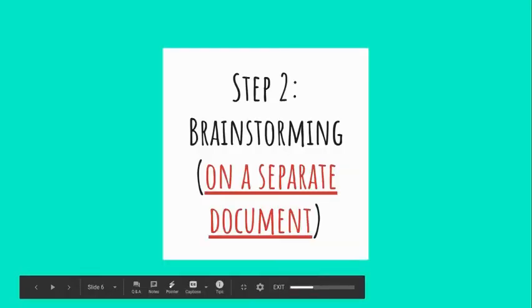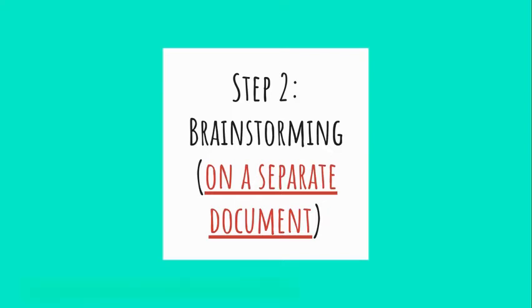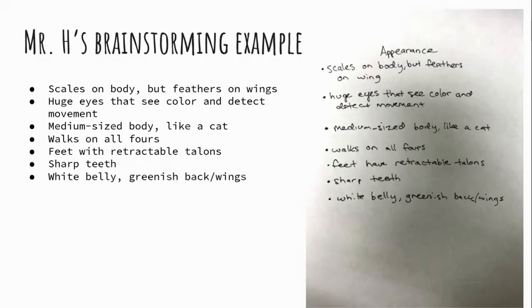So once you've done all your brainstorming, and again, you should not continue on if you have not finished your brainstorming. This is a great place to pause and brainstorm if you haven't finished that yet. When you do, here's what will happen. Now you can see where I've given you an example of the brainstorming I did. So I've come up with a creature and I listed a few things about it. It's got scales, feathers on its wings. It's got huge eyes. It's got a medium-sized body. It walks on all fours. You can see everything right there.